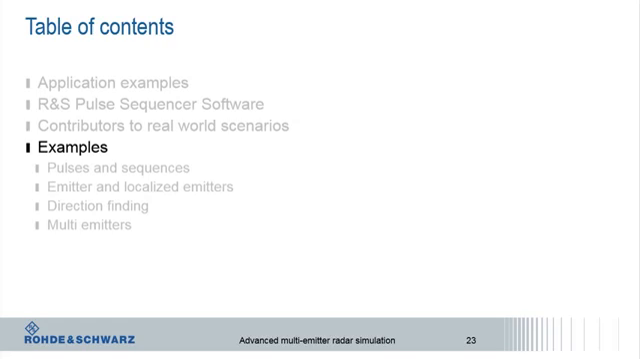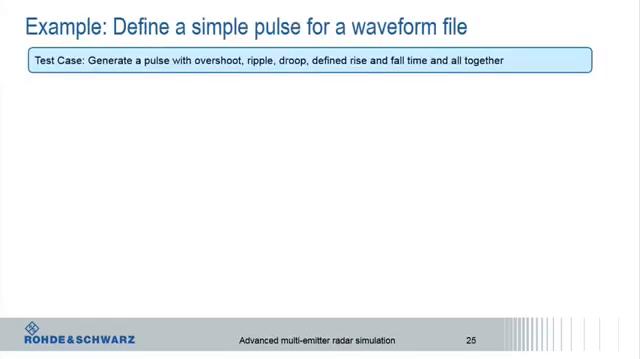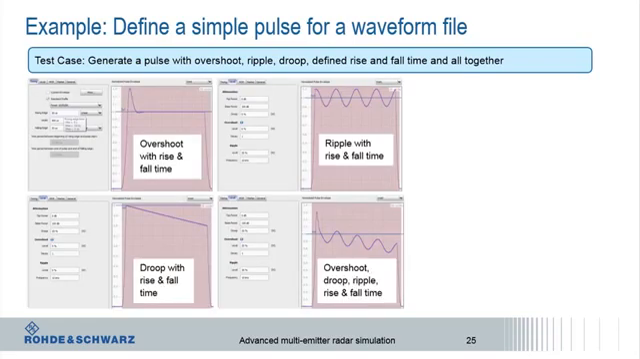So now let's look at some examples. We start with a very simple example. We look at some pulses and sequences first. So the test case is very easy. The test case says the customer shall generate a pulse with an overshoot, a ripple, a droop, and a defined rise and fall time. Here is how this can be defined.